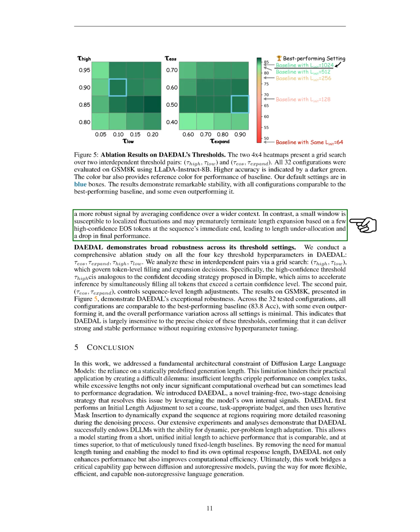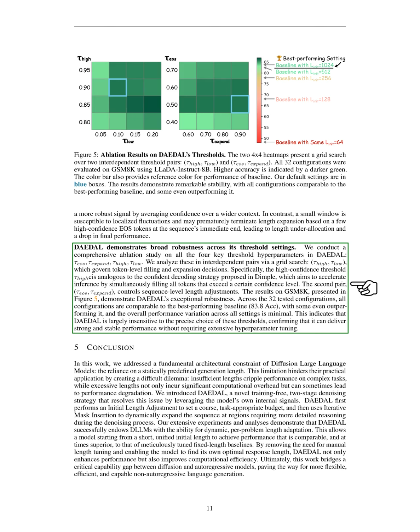Lastly, we conducted a comprehensive study on the 4 key threshold hyperparameters in DAEDAL. We analyzed these in pairs to understand their interdependencies. The high confidence threshold is similar to a decoding strategy that speeds up inference by filling tokens that exceed a certain confidence level. The other pair controls sequence-level length adjustments. Our results showed that DAEDAL is exceptionally robust across various configurations, with many performing comparably to or better than the best baseline. This indicates that DAEDAL can maintain strong performance without needing extensive hyperparameter tuning.